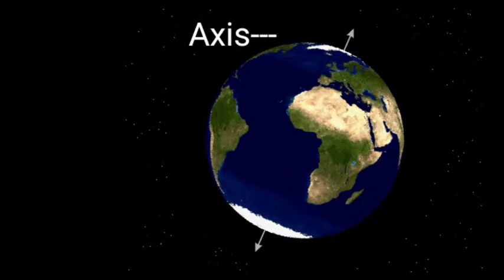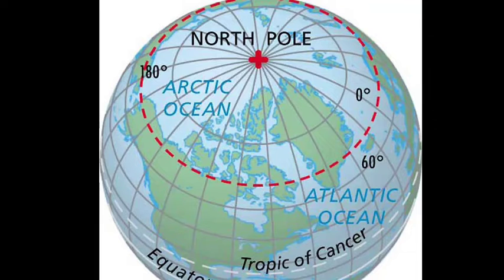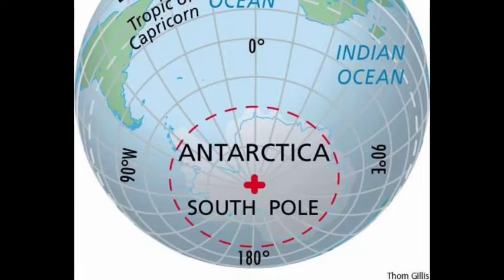You know that the axis of the earth is an imaginary line that runs through the center of the earth. This axis is slightly tilted. The 2 points where the axis ends are called poles, the North Pole and the South Pole.